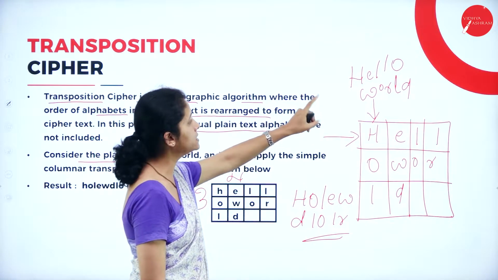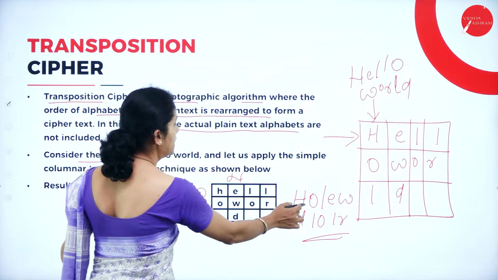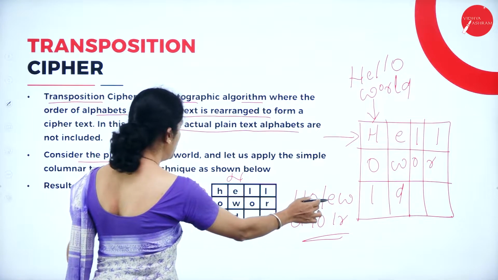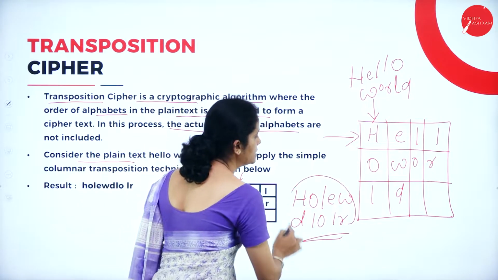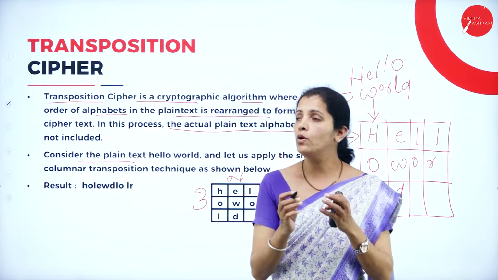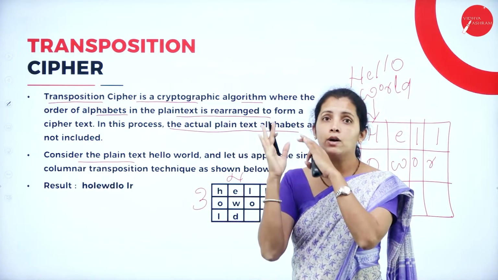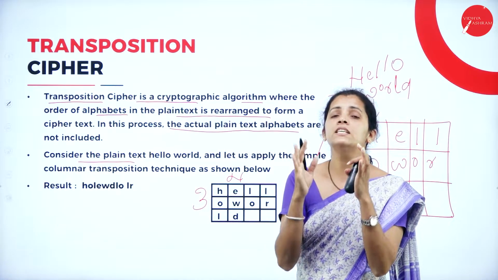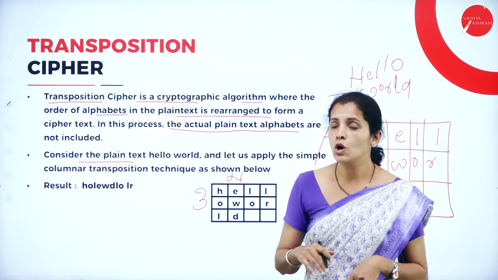So, what's the plain text? It is hello world. And what's the ciphertext? That is HOLELWODLR. This is the ciphertext of the given plain text hello world. So, I'm going to transfer column to row and row to column. That means I'm just going to transpose the matrix, column to row and row to column.